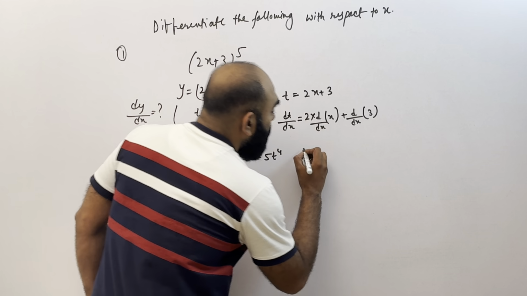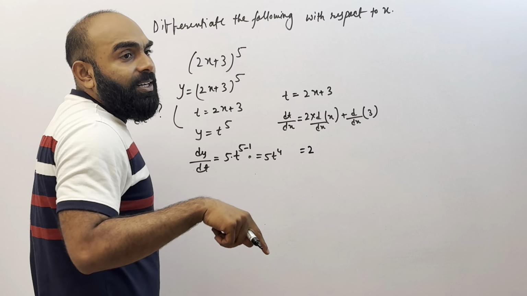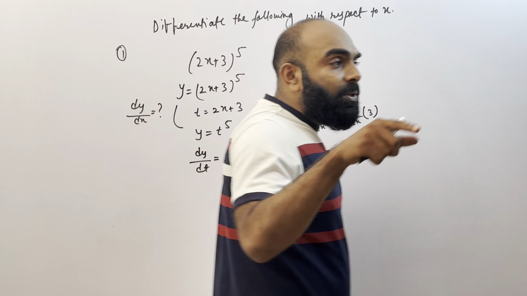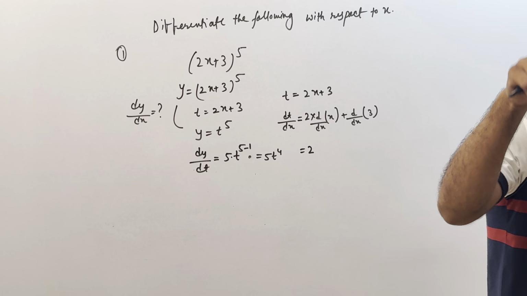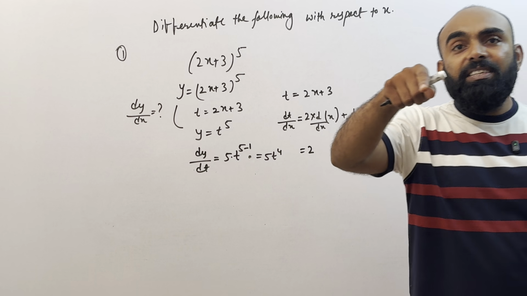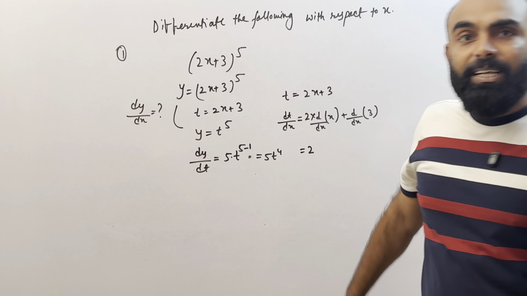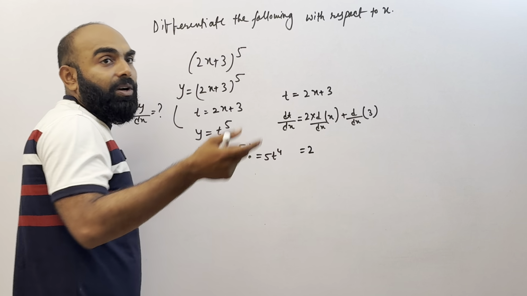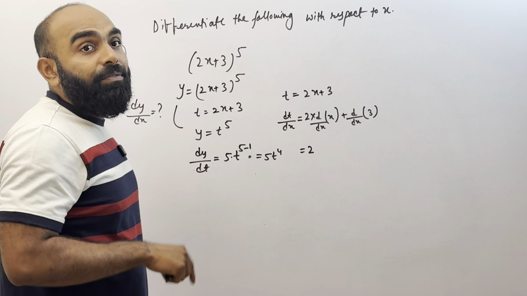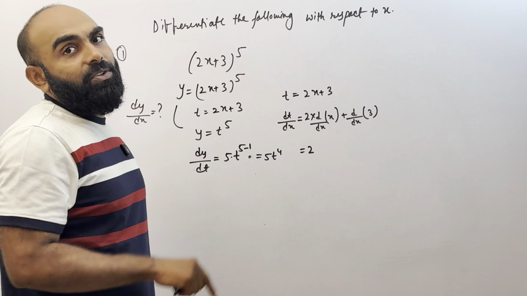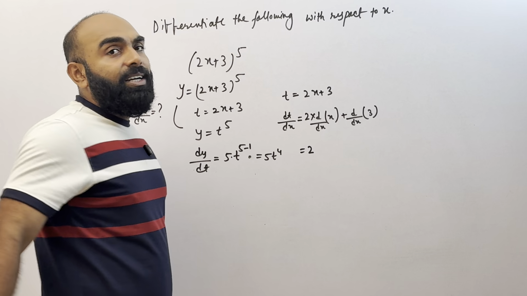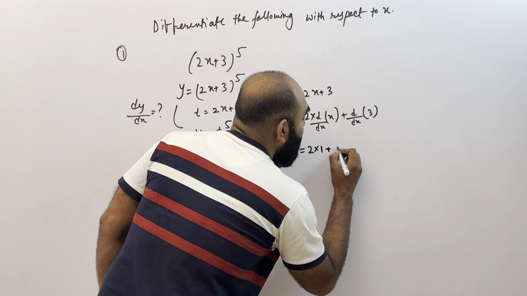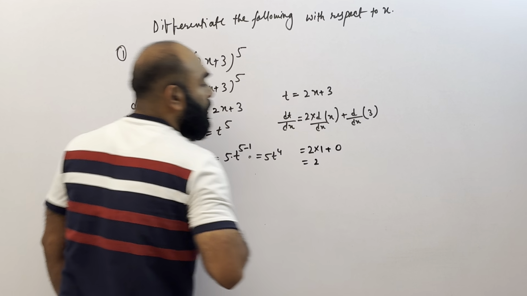Now what I will do: 2 into d by dx of x, which is 1 only. Differentiation of x with respect to x is 1, differentiating t with respect to t is 1, differentiating z with respect to z is 1 only. Otherwise you can write x as x to the power 1, and in n form that is n x to the power n minus 1, so d by dx of x comes to 1. So I write 1 plus the constant term 0. So we are getting 2 only.